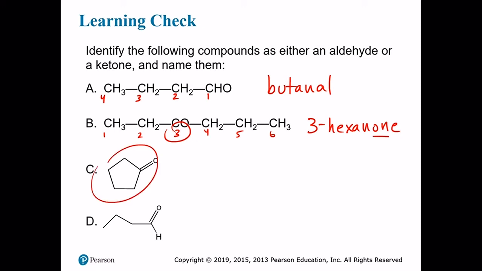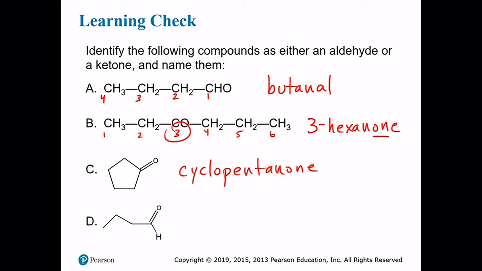Here we have a cyclic ketone. It should be pretty evident from this structure that we're dealing with a ketone. It has a 5-membered ring, which would be called cyclopentane. But as a ketone, we drop the E and we replace the E with ONE as the ending. Cyclopentanone.